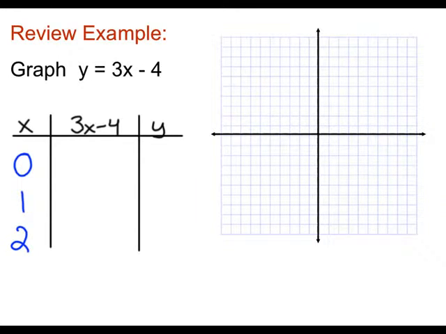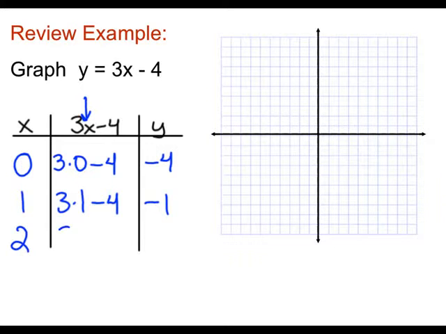Then we substituted each value in for x and found the answer by using the order of operations. So 3 times 0 is 0, minus 4 is negative 4. Repeat the process with 1. 3 times 1 is 3, minus 4 is negative 1. And then 3 times 2 is 6, minus 4 is 2.